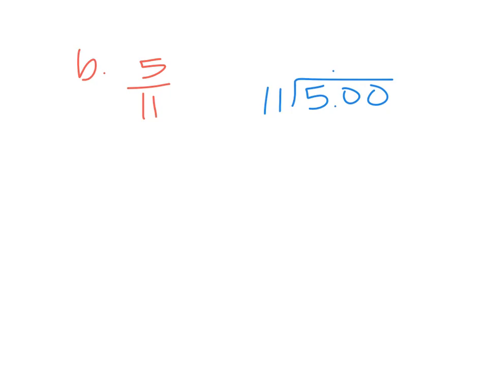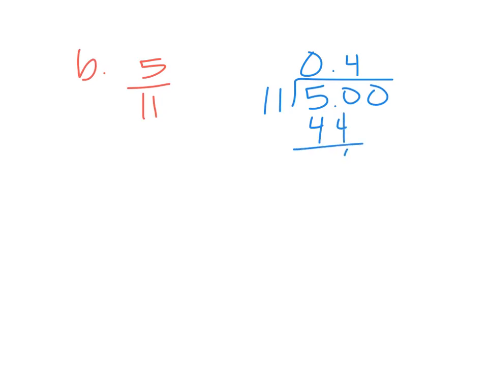Can 11 go into 5? You always have to put the 2 zeros in the back. I naturally do, because usually you have to go at least twice. You can do one, but almost always you go twice. Can 11 go into 5? No. Can 11 go into 50? Yes. How many times does it go in? 4 times, which is 44.